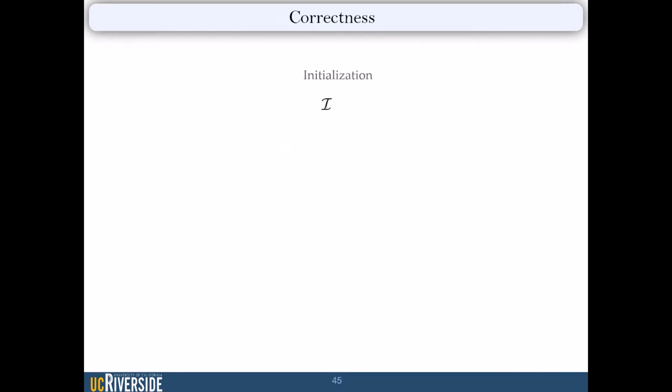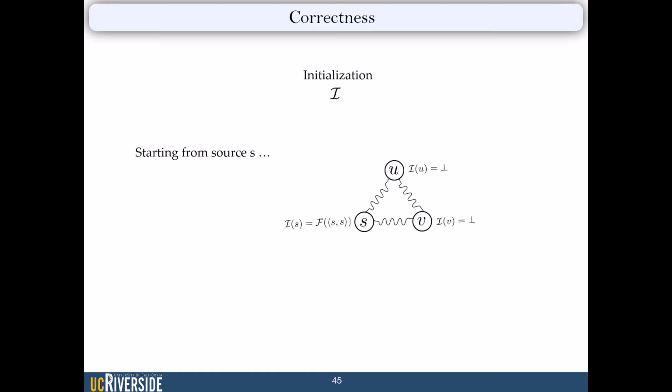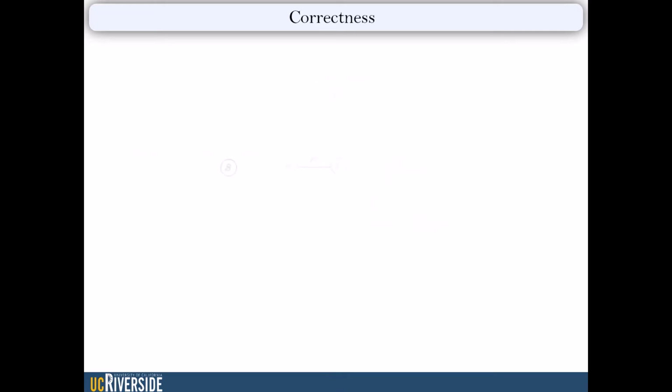Given a path-based reduction that starts from the source S, the correctness condition for initialization requires the value of the source vertex S to be equal to the result of applying the path function to the initial path with 0, and the rest of the vertices to be undefined.